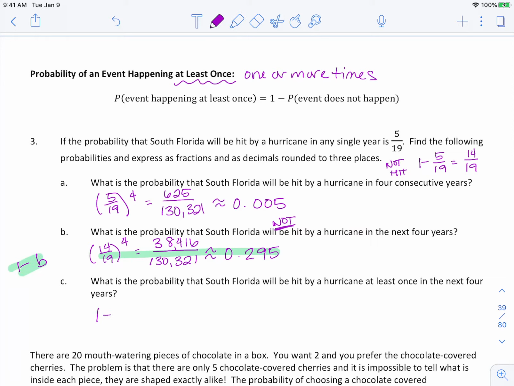Okay, so this is 1 minus our 38,416 all over 130,321. So as a fraction, this is 91,905 divided by 130,321, or this is about 0.705.